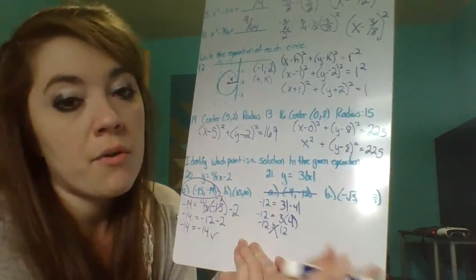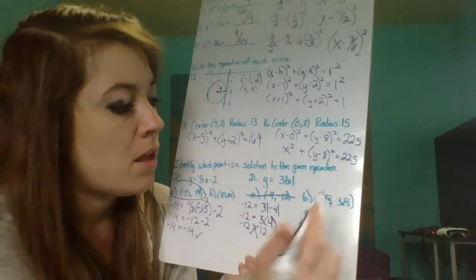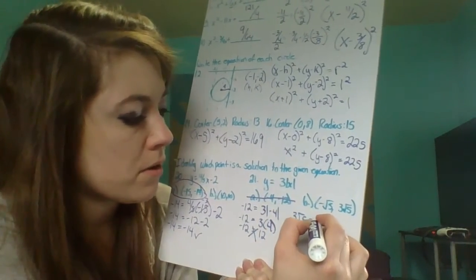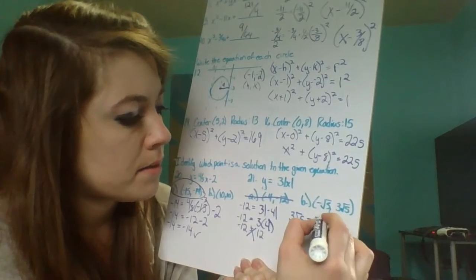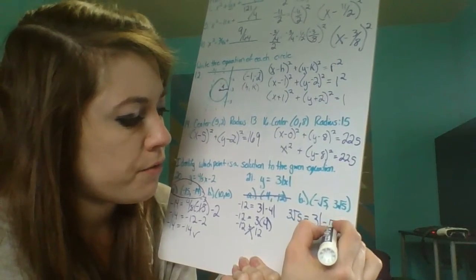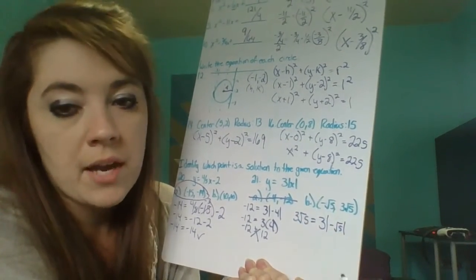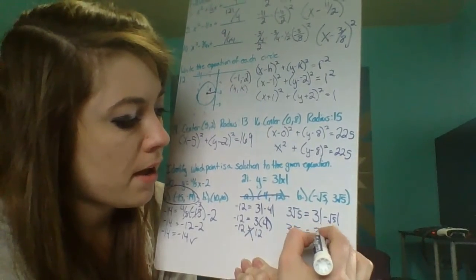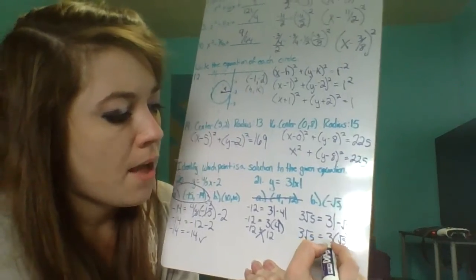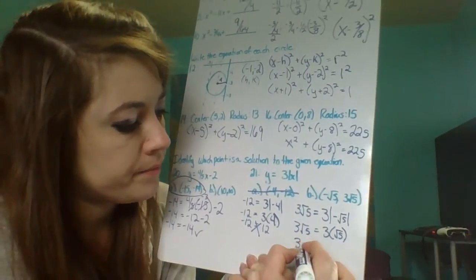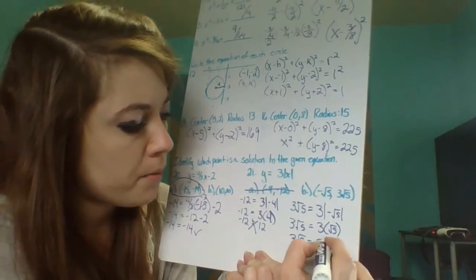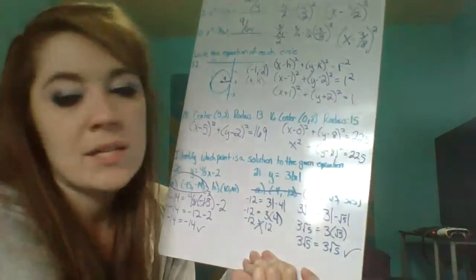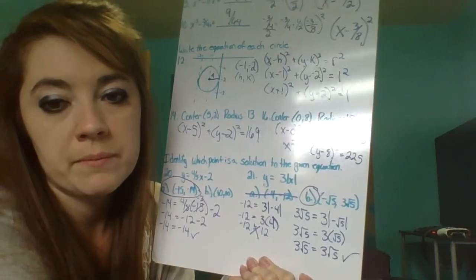Now, we have to show that it does work out for B. So, same thing, 3 root 5 equals 3 times the absolute value of negative root 5. Absolute value of negative root 5 is going to give us a positive root 5. And 3 times root 5 gives us 3 root 5. So did this one work out? Yes, it did, which means B is the correct answer for this one.